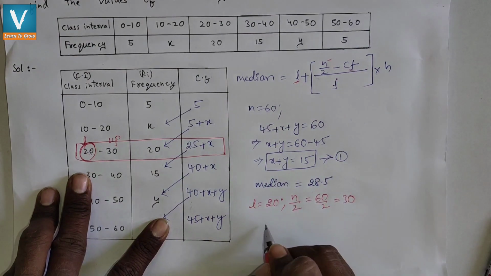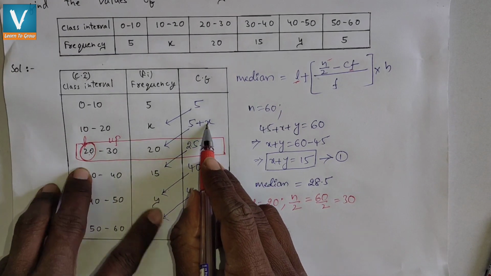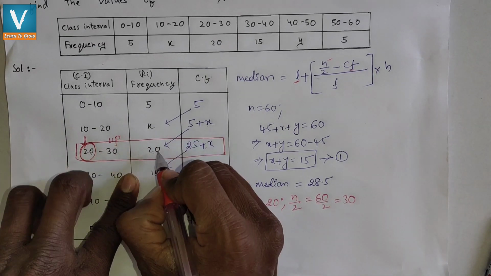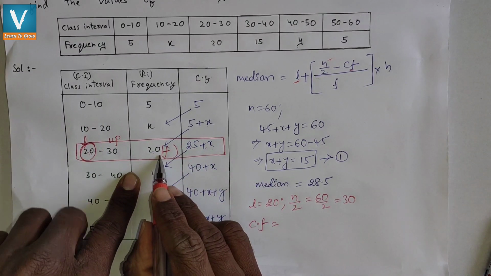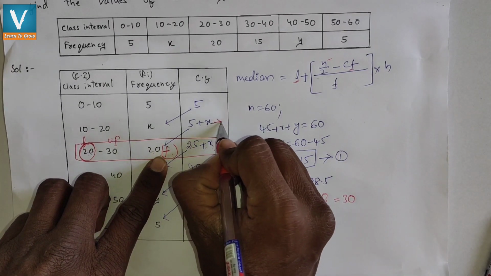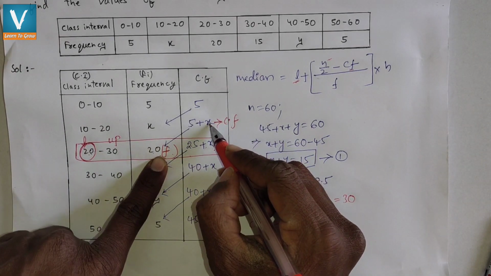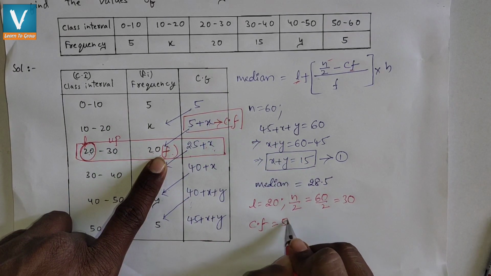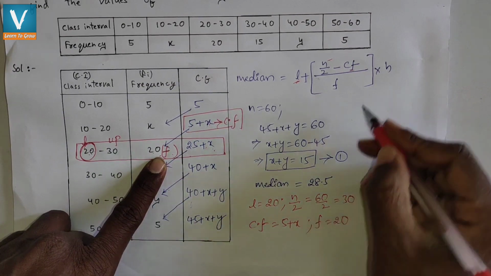Next we have to know about CF. CF indicates the cumulative frequency of the class preceding the median class. So here, this 20 indicates the lower bound, opposite to it, this 20 indicates the frequency, nothing but F. Its opposite preceding one indicates the CF. Now CF is equal to how much here? 5 plus x, and the frequency is 20. And we got CF and F.